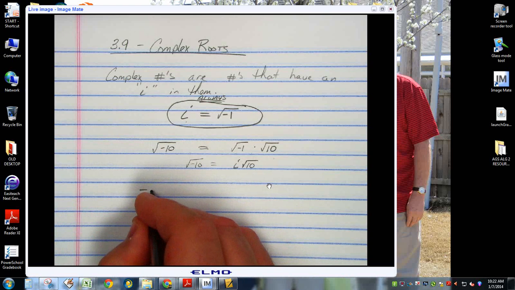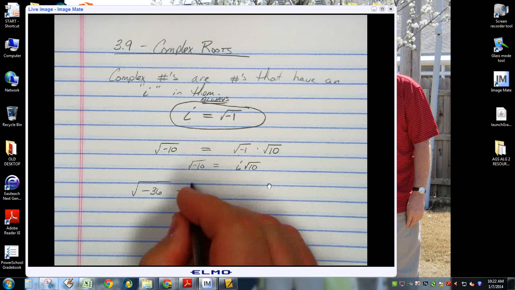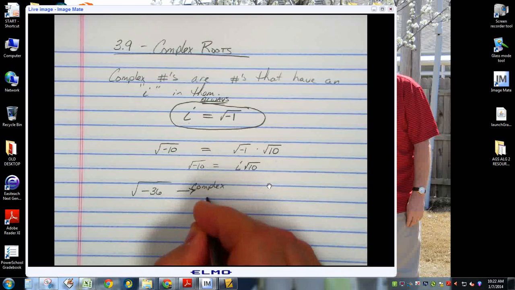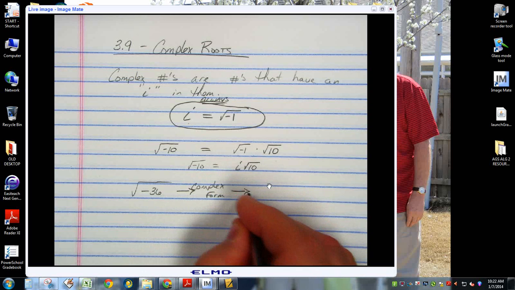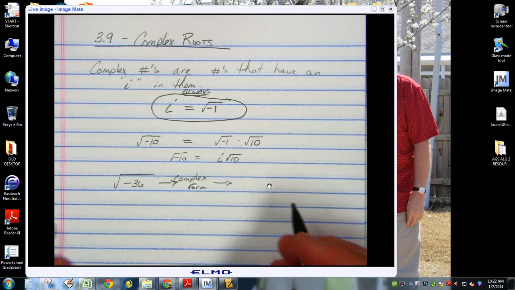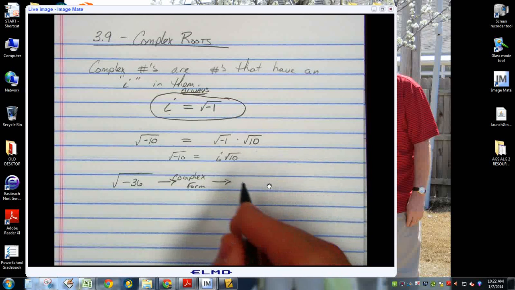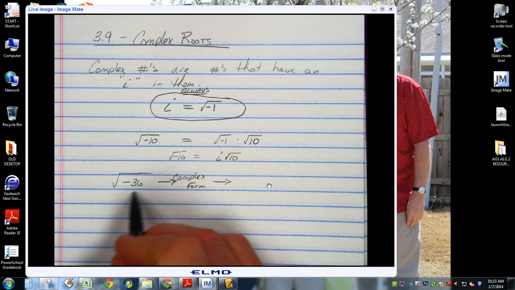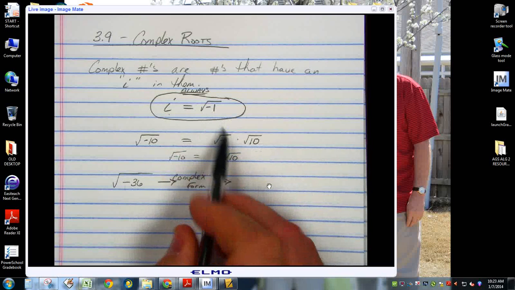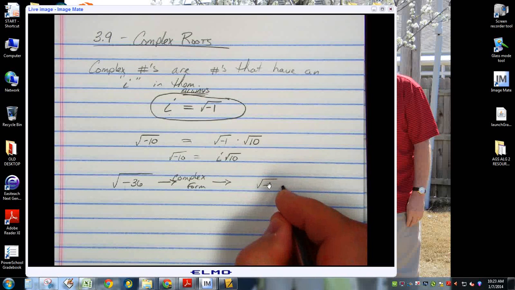How would you write the square root of -36 in complex form? There's a complex number. What do you think you're going to do? Anybody have an idea? What I'm going to do is get rid of the negative with the number here by separating the square root of -1 from it. So this would be the square root of -1 times the square root of 36. Does everyone agree?